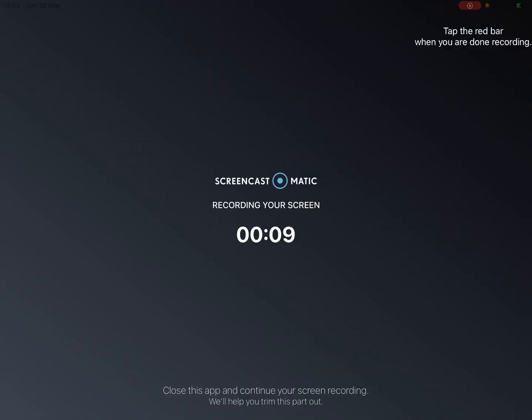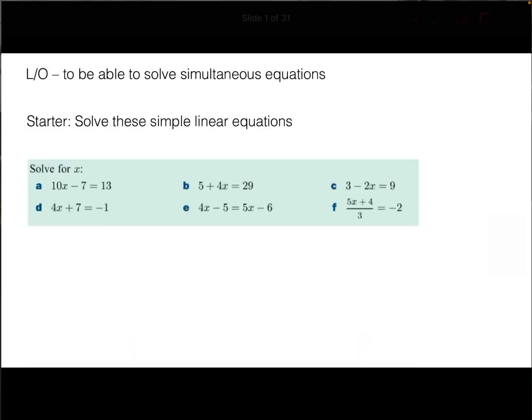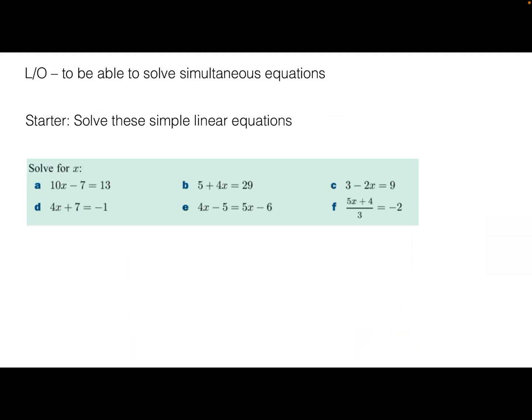What we're going to learn between now and the end of term is about simultaneous equations. I'll explain a little bit more about what that means. I have introduced them to you before, and we looked at how we could solve them by drawing graphs. We're going to look at another way of solving these. In order to do that, you really need to be able to solve simple linear equations. This is something I've said to you is the most important thing that you're going to learn this year.